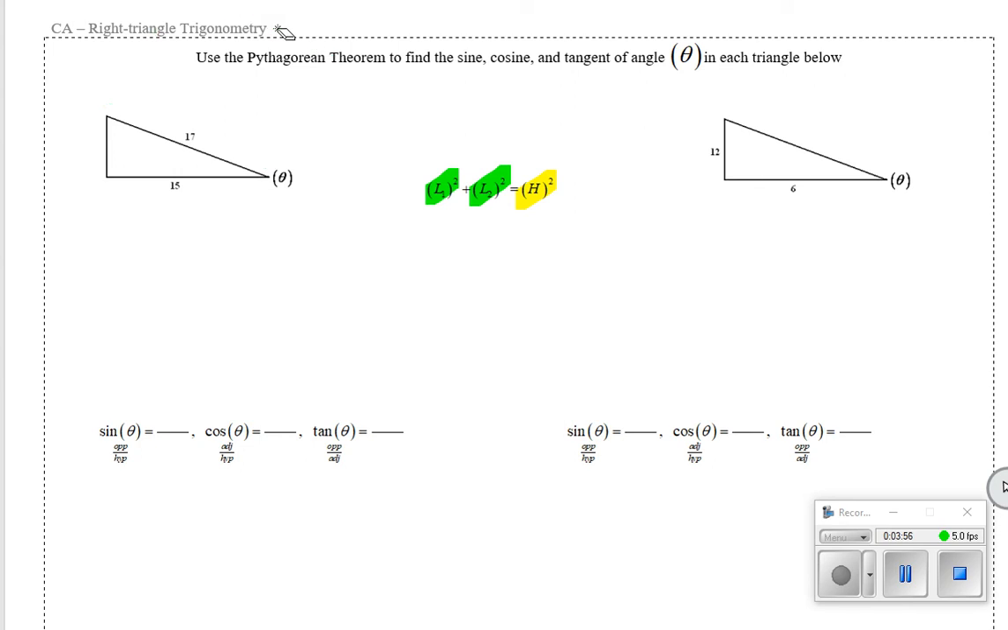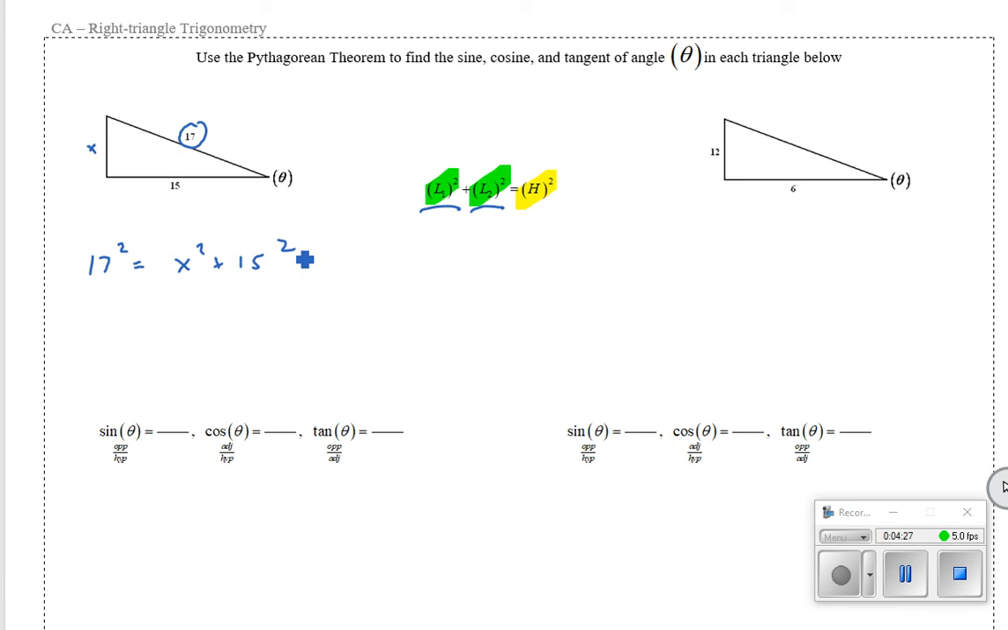Okay, so we don't know what this one is. I'm going to call it x. And I know that the first leg squared plus the second leg squared equals the hypotenuse squared. It may be easier if I write that backwards, starting with the hypotenuse squared, because the hypotenuse is usually the easiest to identify. That square equals the other squares added together.